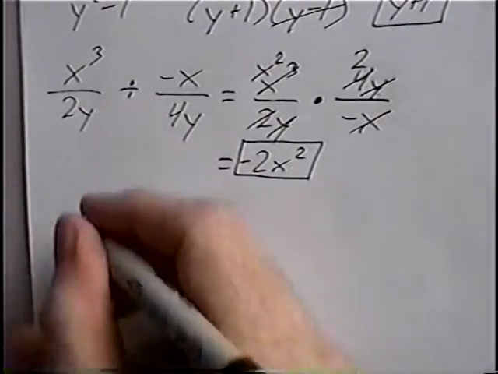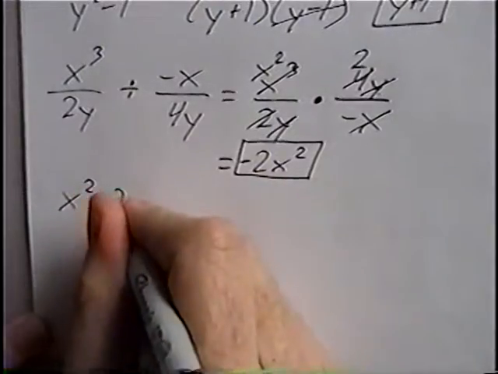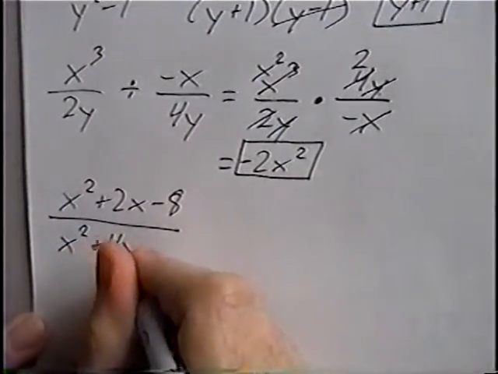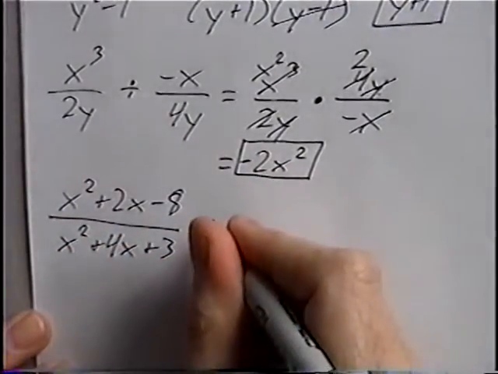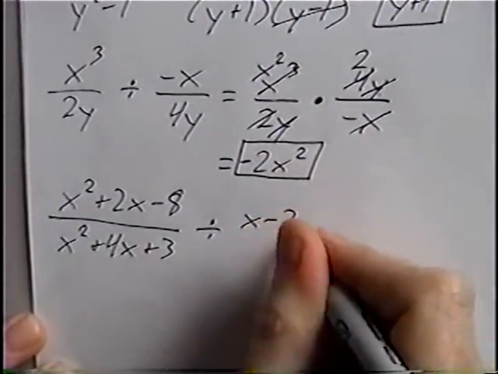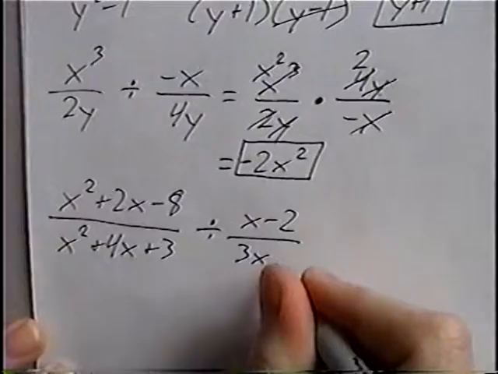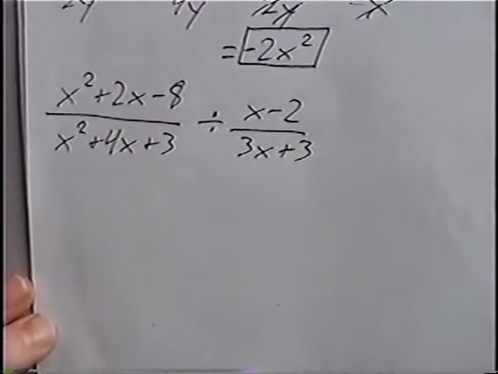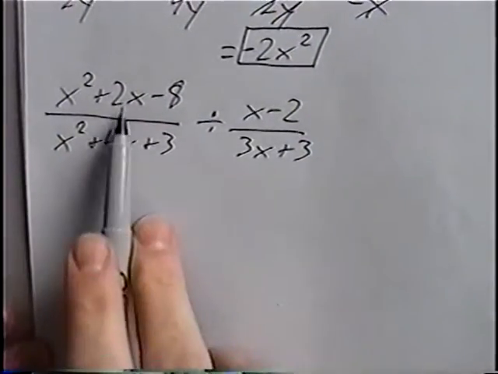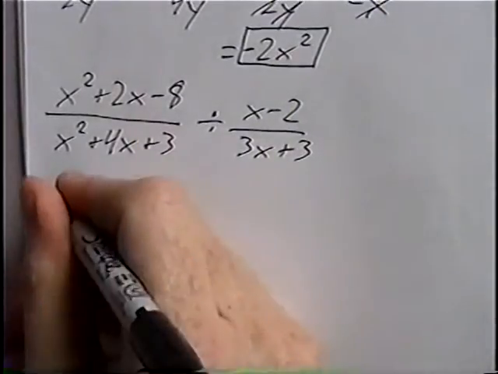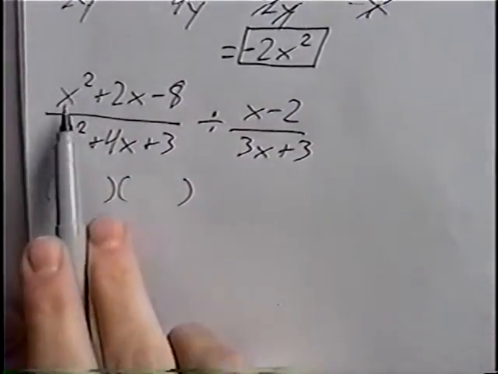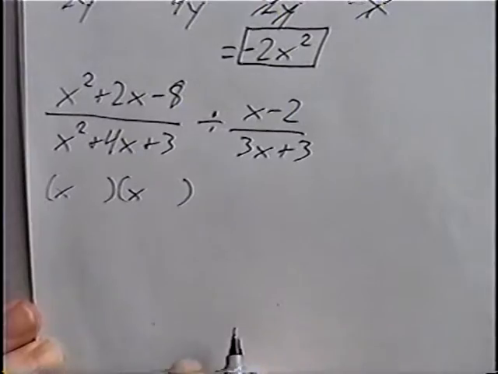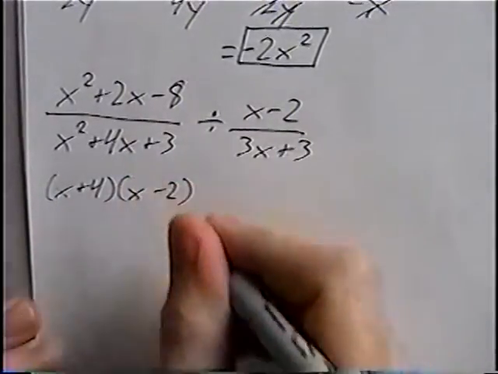The last question for this section is x squared plus 2x minus 8 over x squared plus 4x plus 3 divided by x minus 2 over 3x plus 3. Couple steps to this one. These first two polynomials, you could factor those. For example, x squared plus 2x minus 8. If you factor that into two parentheses, you'll have x plus 4 and x minus 2.